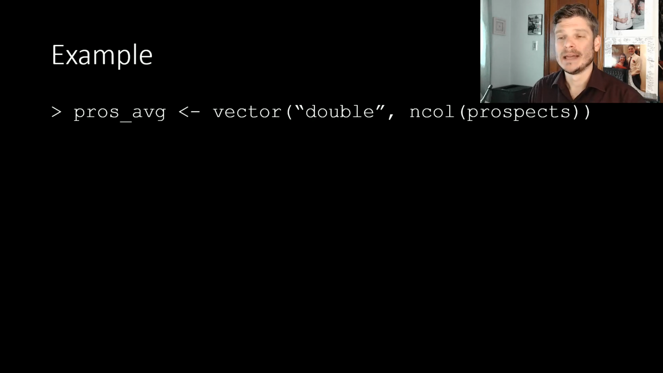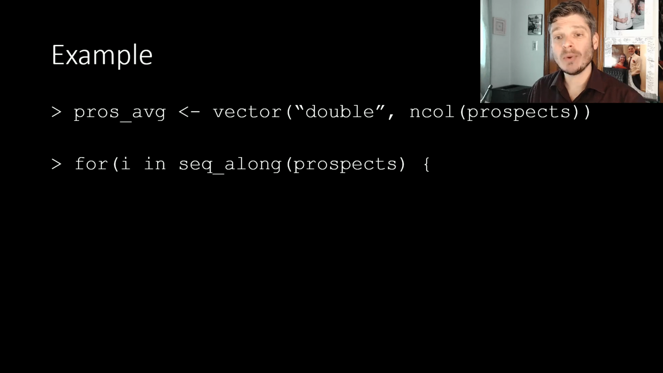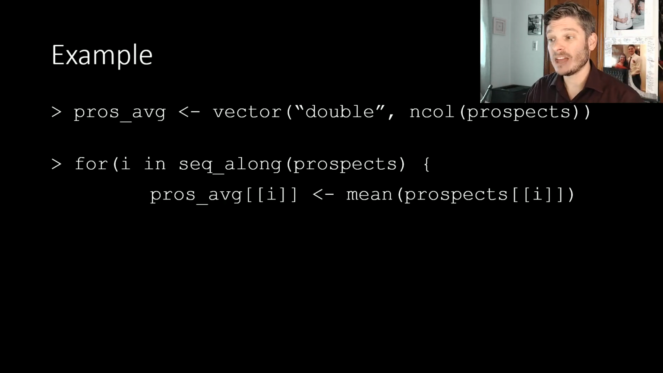So again, I specify what my output's going to be. We need to make sure we do that. Then we run our code. So for, and then my counting variable i, in, and in this case, I want to run my sequence along prospects. So again, run along my entire data frame prospects for each column. And then my code block, I want to fill in my new vector I created, pros_average, with the mean or the average of my prospects in my data frame.